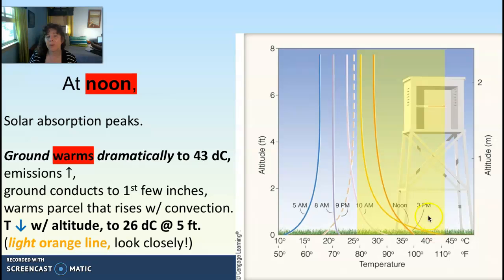And the reason that we're noting that at noon, and you follow this line up, is there's no way you could sustain that high 110 degree Fahrenheit temperature when it moves up in altitude. So you're seeing that the temperature at altitude, even at 5 feet, is just a bit lower.